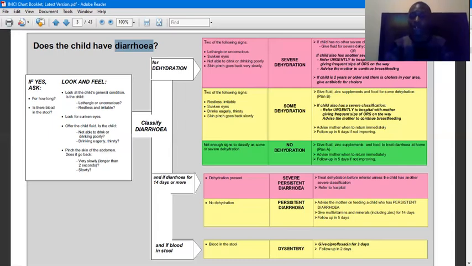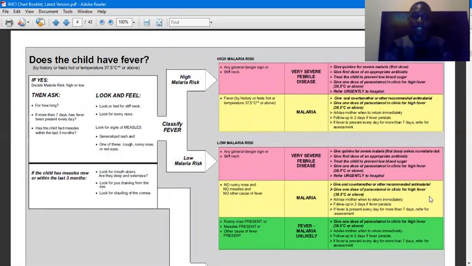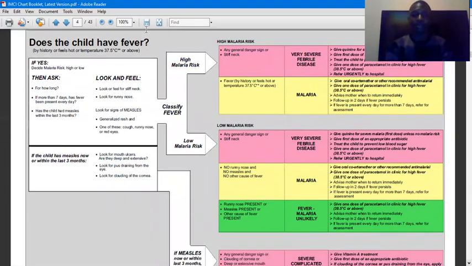So we can move on to the next symptom. The next symptom is fever, which is our third symptom. According to IMCI, if the child presents with fever, that is if the temperature is above 37.5 degrees Celsius, you may need to classify this fever as high risk malaria, low risk malaria, or the fever may lead you to measles.